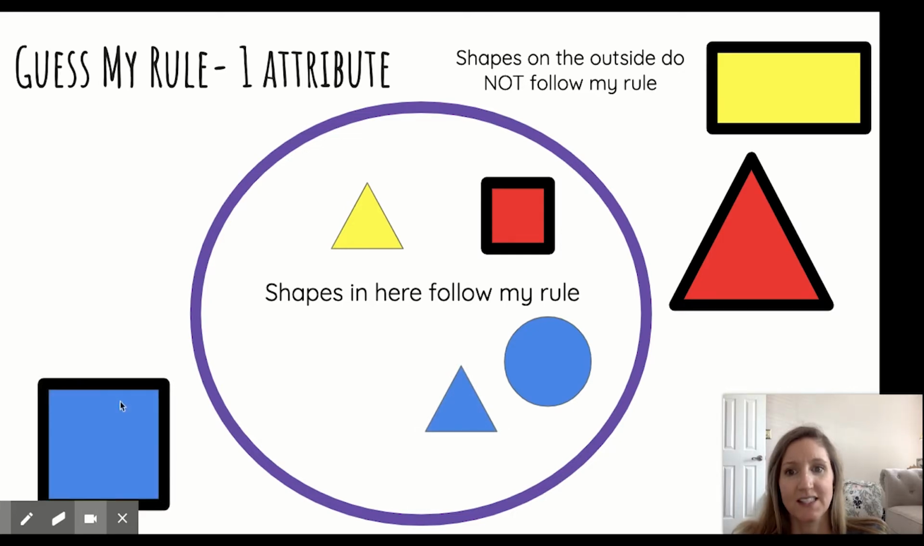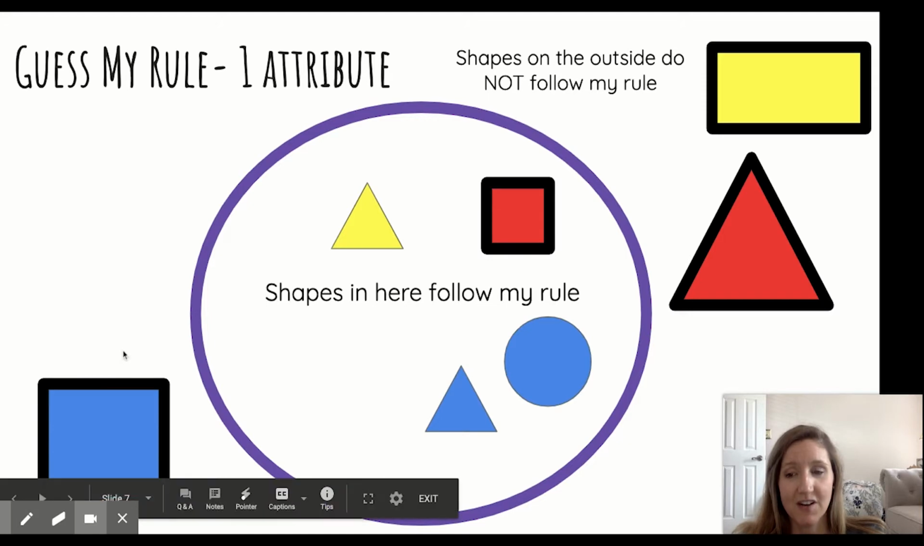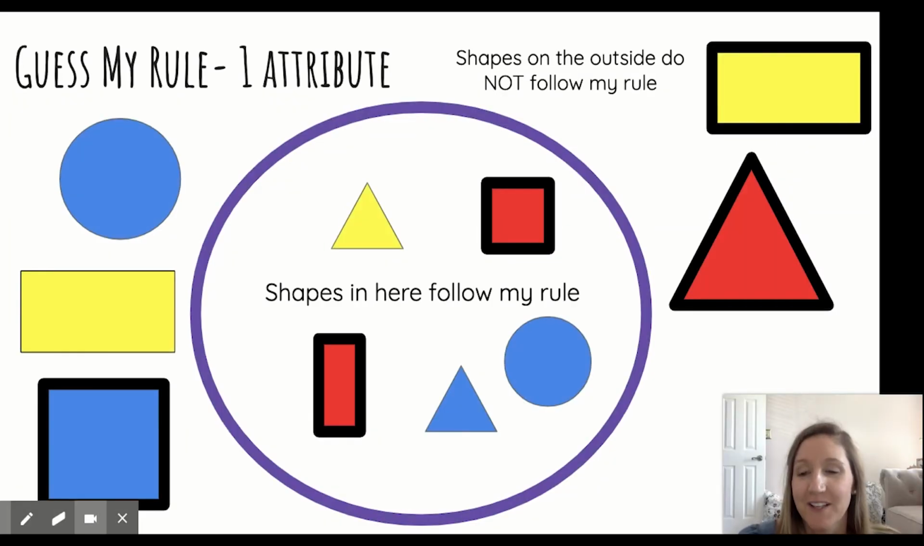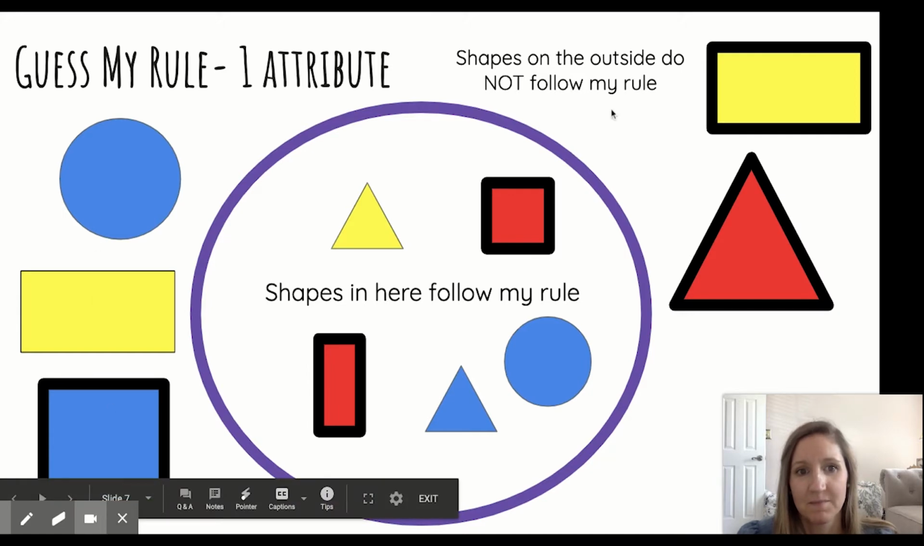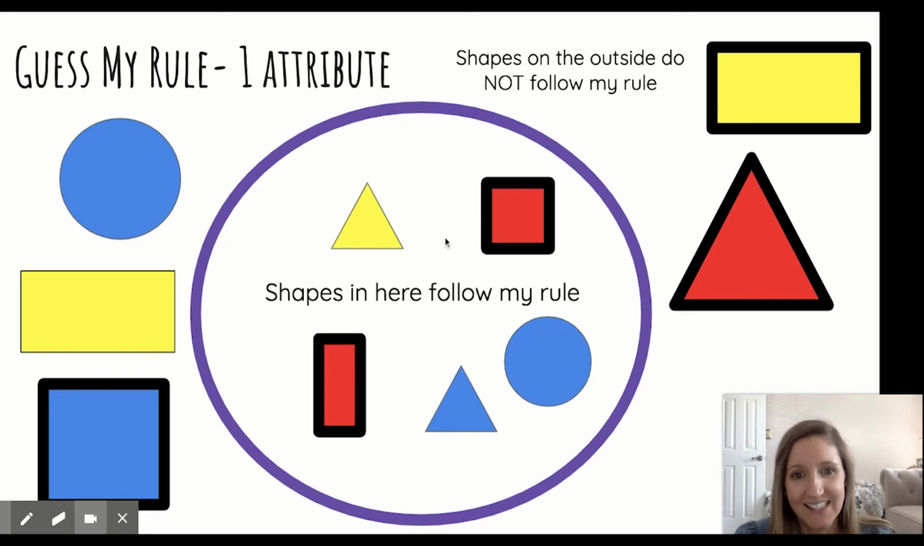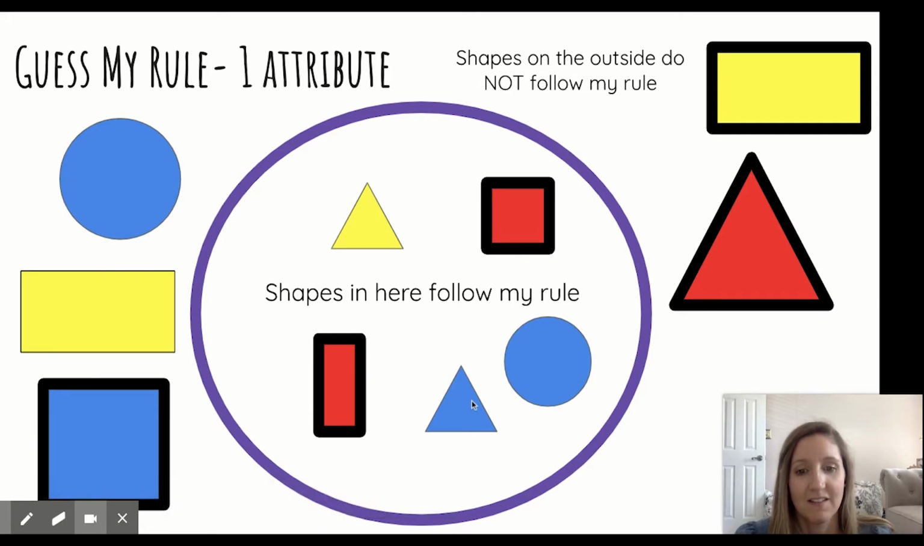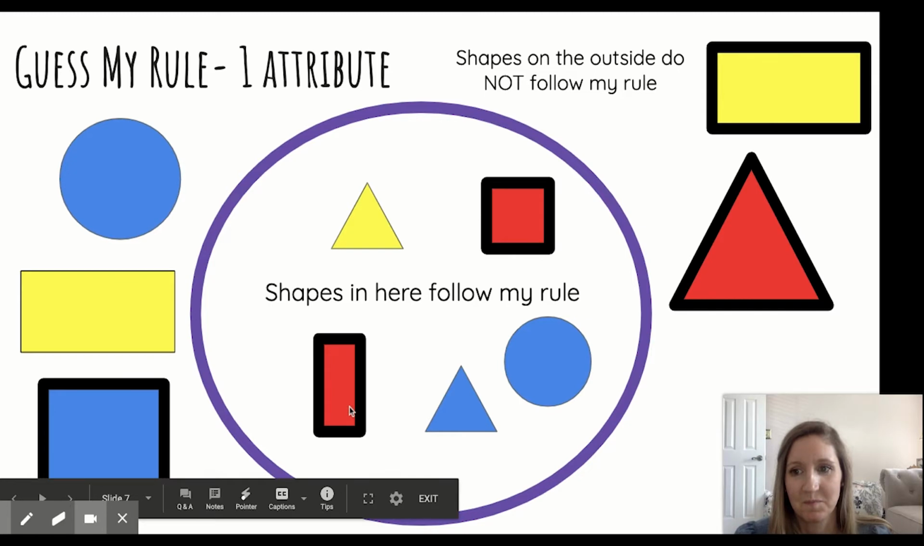Do you see an attribute that is the same for all the shapes inside the circle? Did you guess my rule yet? You may have noticed that I sorted the shapes by size. Large shapes belong on the outside of the circle. See them here? While small shapes went on the inside. Even though they're different colors, different shapes, and different thicknesses on the outside, they were still all small shapes.